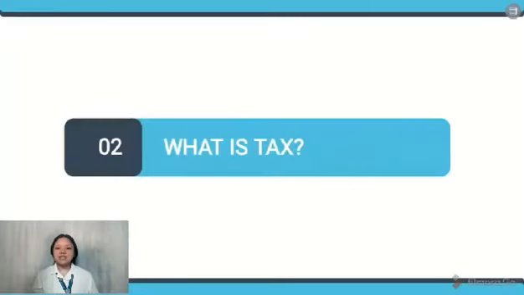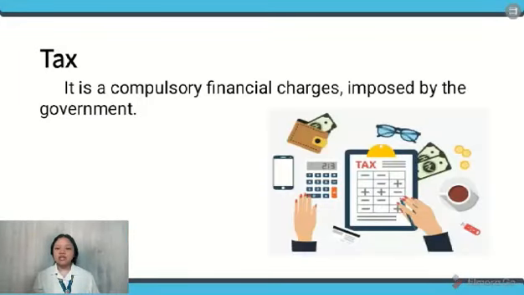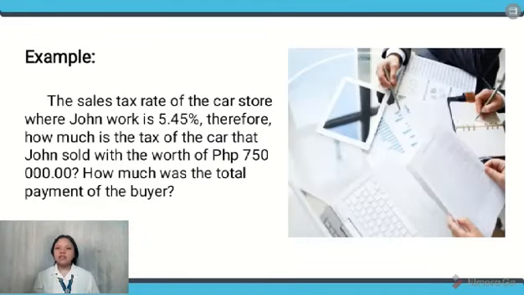The next one is tax. Tax is the compulsory financial charges imposed by the government. For example, the sales tax rate of the car store where John worked is 5.45%. Therefore, how much is the tax of the car that John sold with the worth of 750,000 pesos? How much was the total payment of the buyer?